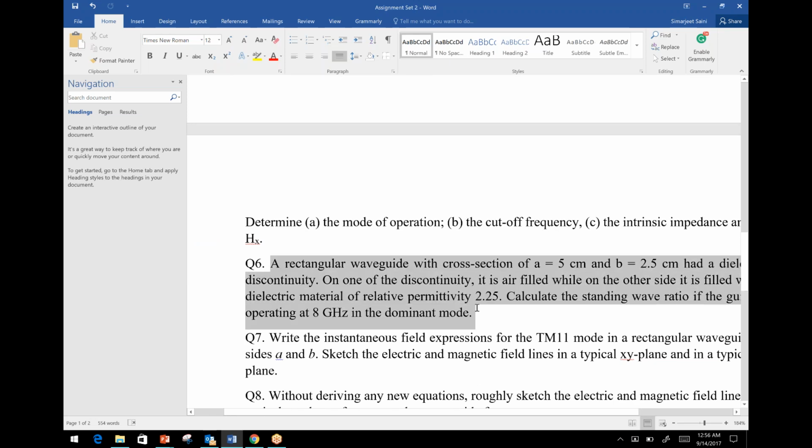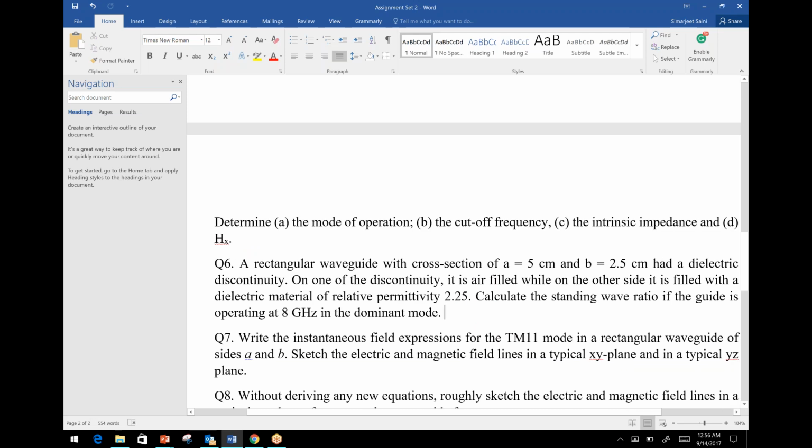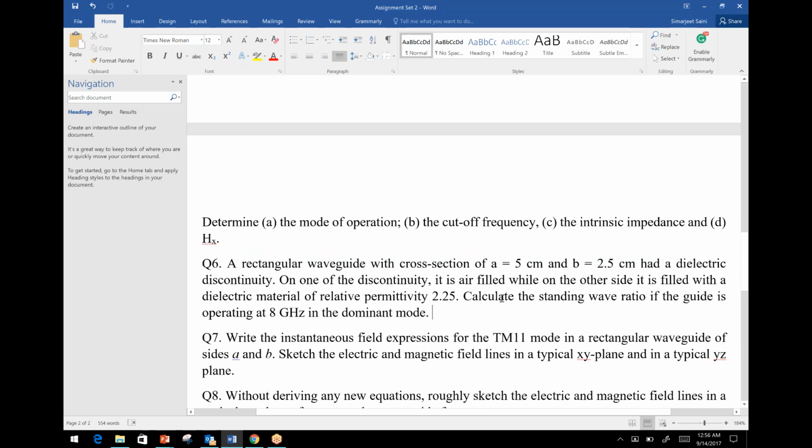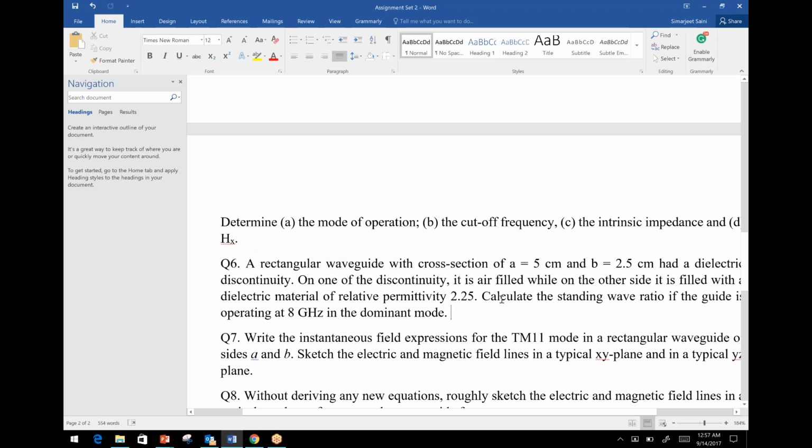Question 6 is a question where you have a rectangular waveguide, and that rectangular waveguide has some dimensions and it has a dielectric discontinuity. One part of the waveguide is air filled, and then it goes to another part of the waveguide where you have filled it with a dielectric with relative permittivity of 2.25, which is epsilon r of 2.25. So the question is asking you to calculate the standing wave ratio if the guide is operating at 8 gigahertz in the dominant mode.